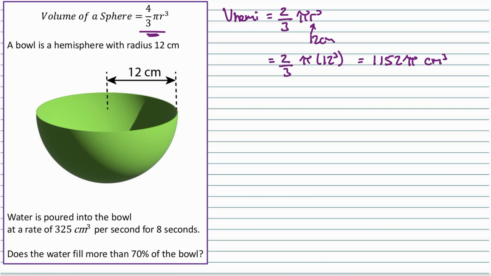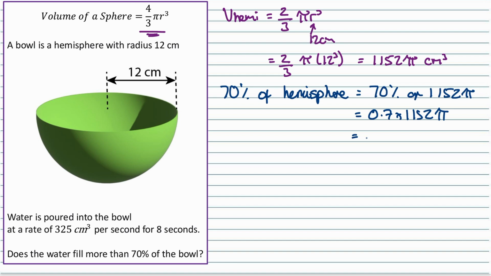So we need to work out when it's 70% full. So this will be the 70% of 1,152 pi centimeters cubed. And on our calculators we'll just enter 0.7 times 1152 pi. And this will give us 2,533.4 centimeters cubed. So that's 70% of the volume of this hemisphere.